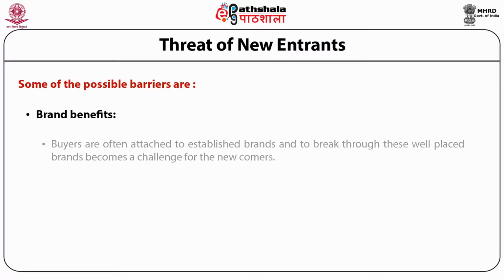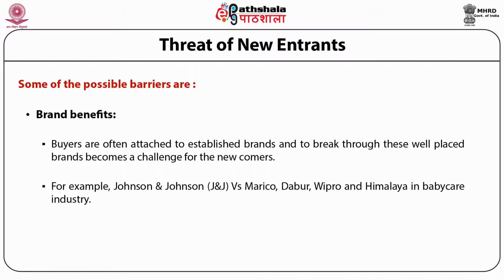Brand benefits. Buyers are often attached to established brands, and to break through these well-placed brands becomes a challenge for the newcomers. The new entrants have to struggle and redefine their strategies so as to bring a change in the mindset of consumers. For example, Johnson & Johnson has ruled the market for the last 60 years in the baby care segment. Companies like Marico, Dabur, Wipro, Himalaya have tried their hand at baby care, but with little success. This is primarily because, as far as the baby is concerned, the mother does not want to risk experimenting with new brands in the market. They want products which are completely trusted and safe. Johnson & Johnson products have thus established themselves as the most trusted brand over the generations.